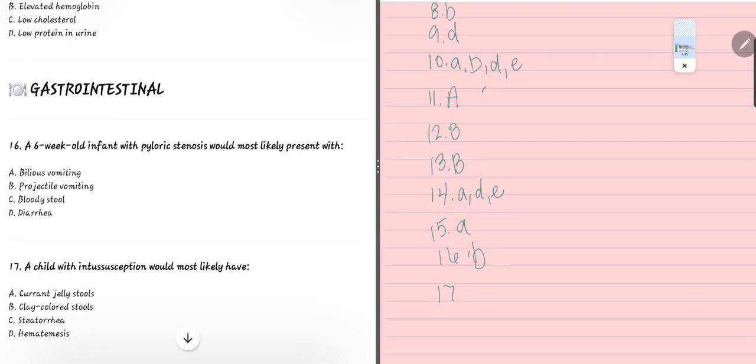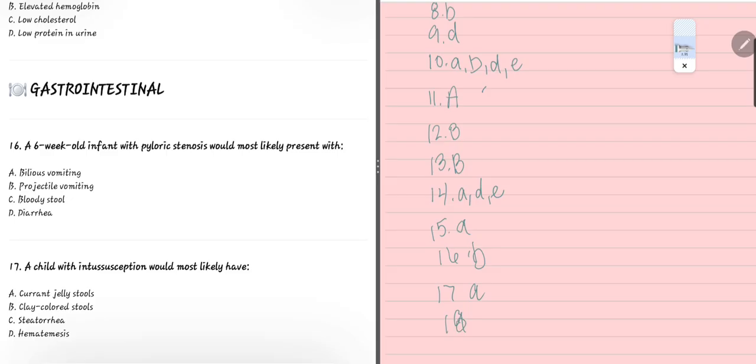A child with intussusception would most likely have A. Currant jelly stools, B. Clay-colored stools, C. Steatorrhea, I don't know what that is, and D. Hematemesis. I'm going to go with A because I know that's right.